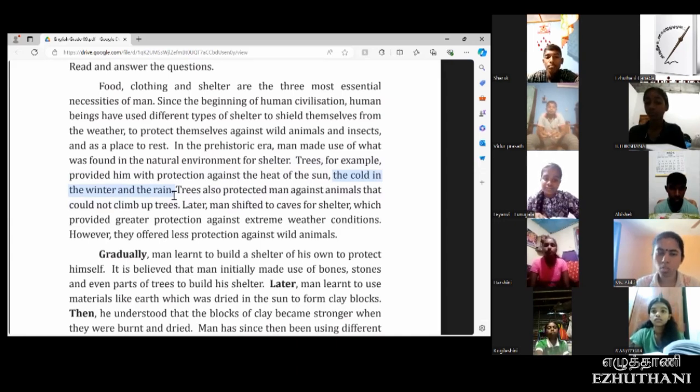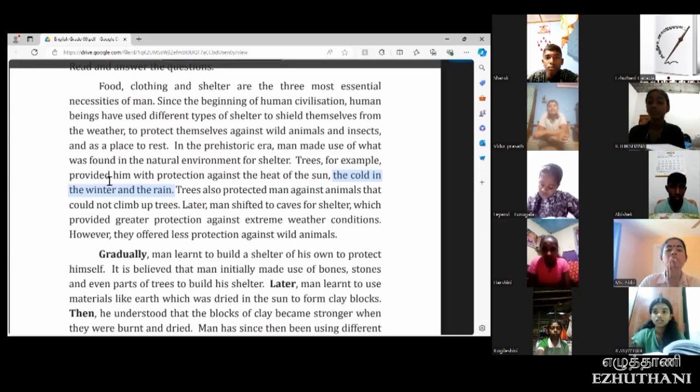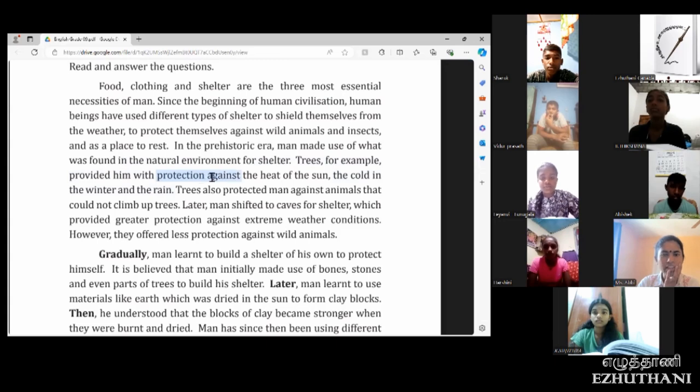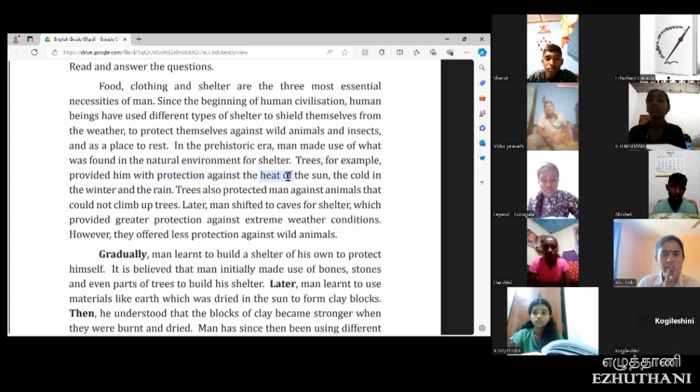Good. So உங்களுக்கு என்ன விளங்கினது இந்த வசனத்துல இருந்து? டீச்சர் மரத்தை ஒரு உதாரணமா எடுத்து டீச்சர். எதுக்கா உதாரணமா எடுத்தாங்க? என்ன உதாரணம் அது? Provided him with protection, okay, against the heat of the sun. So வெயில்ன்ற கதிரில இருந்து அது அவங்களை பாதுகாக்குது. மரம் அதை அவங்களை பாதுகாக்குது, right?